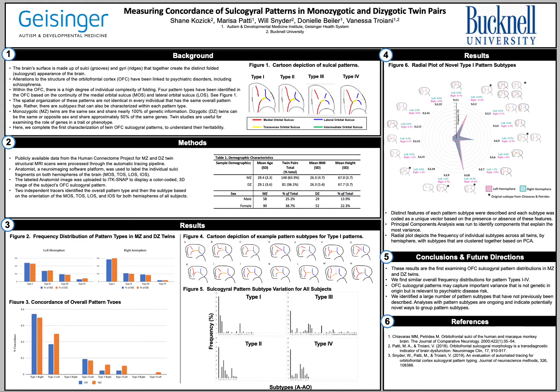Overall, these results suggest minimal genetic influence on OFC pattern types, since we do not find an overall higher concordance of pattern types in monozygotic twins. Given that atypical pattern types have been associated with psychiatric disorders, these results suggest that OFC sulcogyral patterns capture important variants that are not genetic in origin, but may be relevant to psychiatric disease risk. Analysis with pattern subtypes are ongoing.